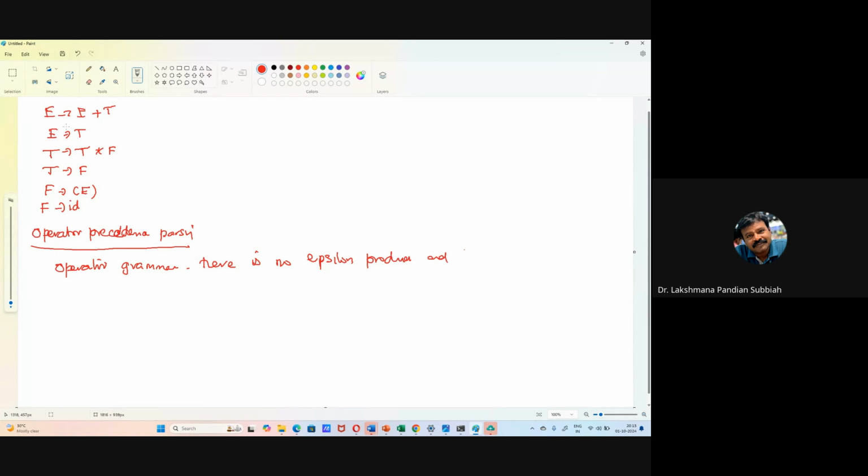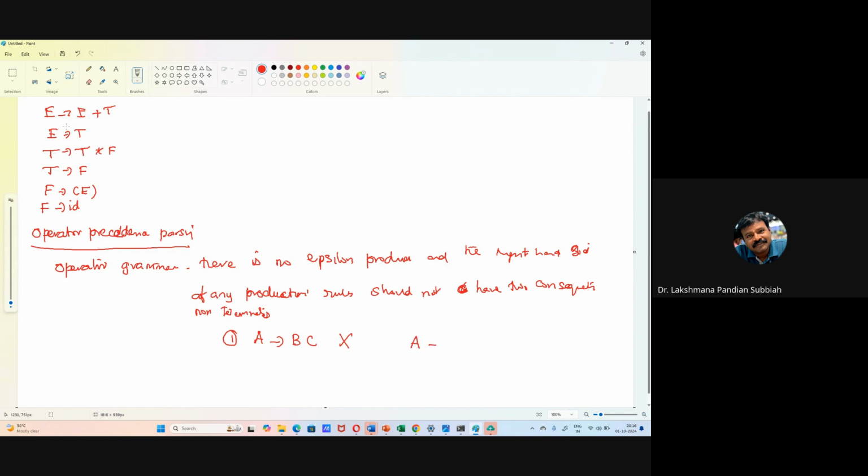And the right hand side of any production rule should not have two consecutive non-terminals. So we should not have that one, A derives PC. This is not possible. So this production rule is not valid for the operator grammar.